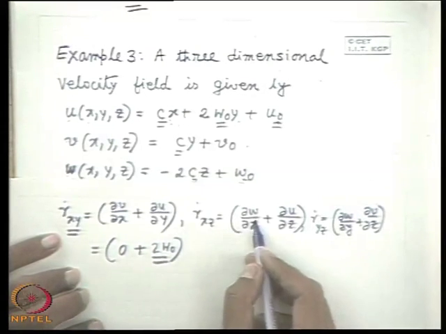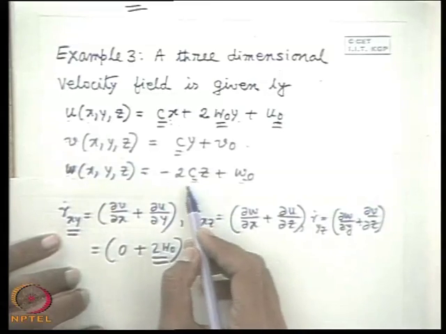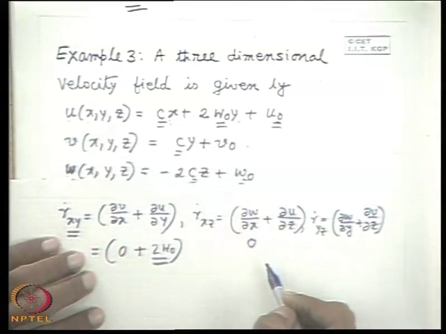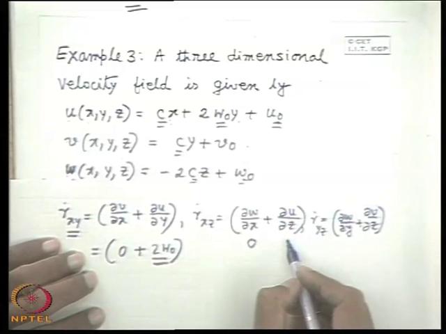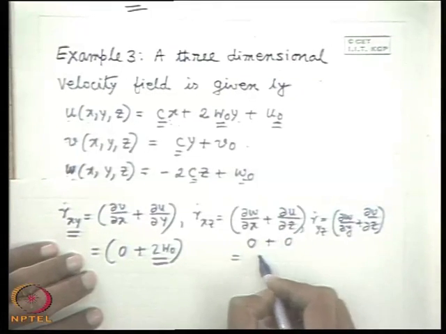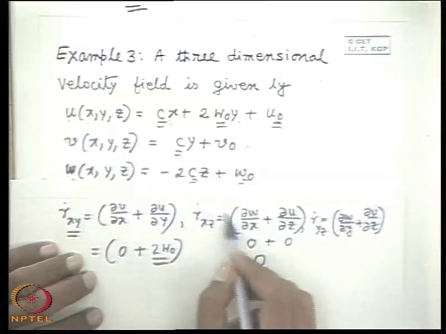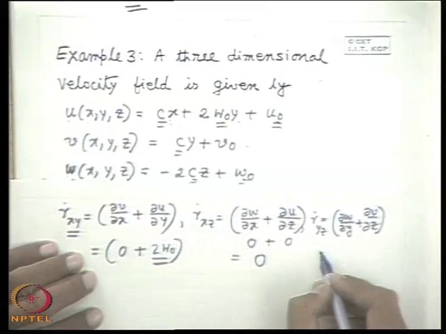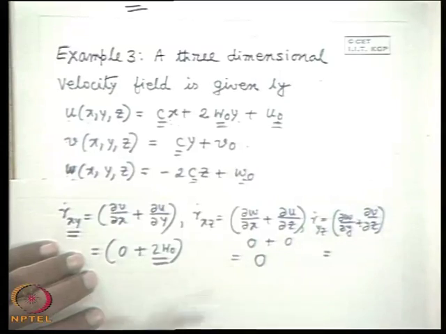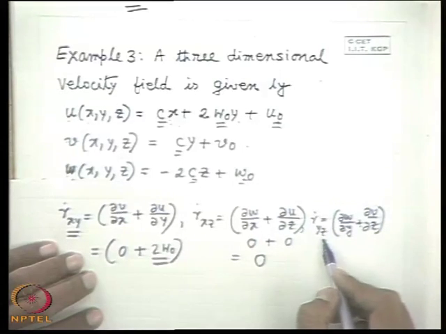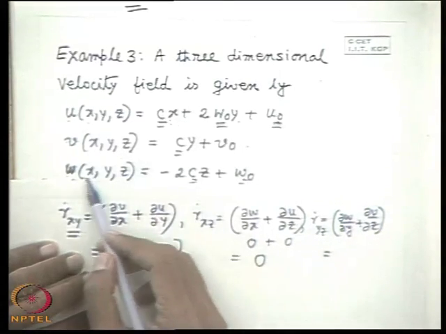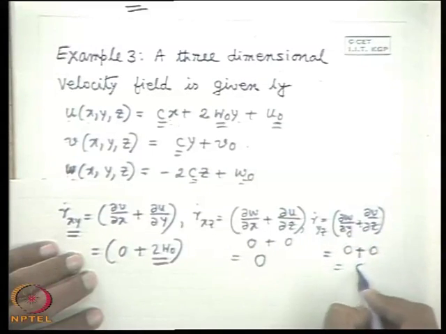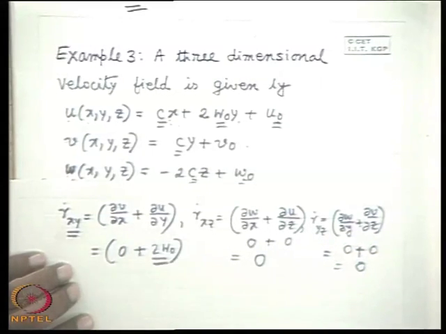Similarly, for the xz plane, del w del x is 0 since w is not a function of x. Del u del z is also 0. That means it doesn't yield any angular strain rate or deformation rate or shear rate. These are the terminologies used in the xz plane. Similarly, if we inspect the angular strain rates in the yz plane, del w del y is 0 and del v del z is 0. That means it has got only strain rates in the xy plane.